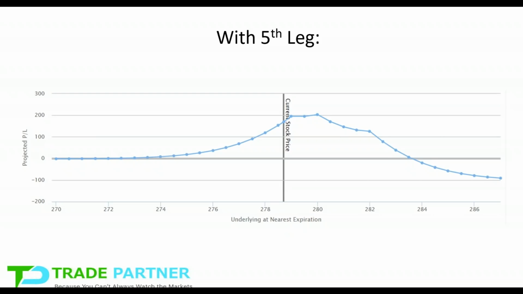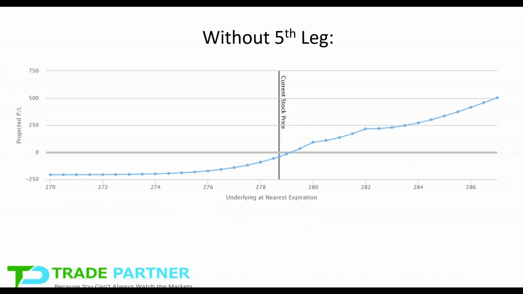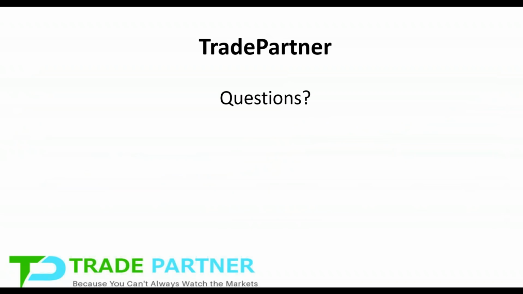So with leg 5, without leg 5. With leg 5, without leg 5. Everybody understand, right? Questions? If you can put on a better trade by utilizing something that is only available to you if you sit in front of the market, and TradePartner allows you to do that, it's worth every penny because your time is worth far more than $997, which is what the lifetime access to TradePartner is.